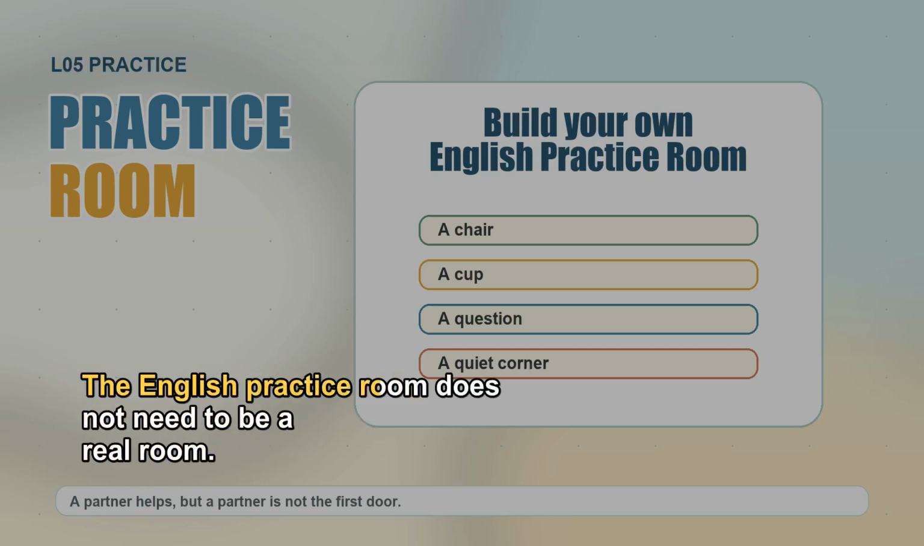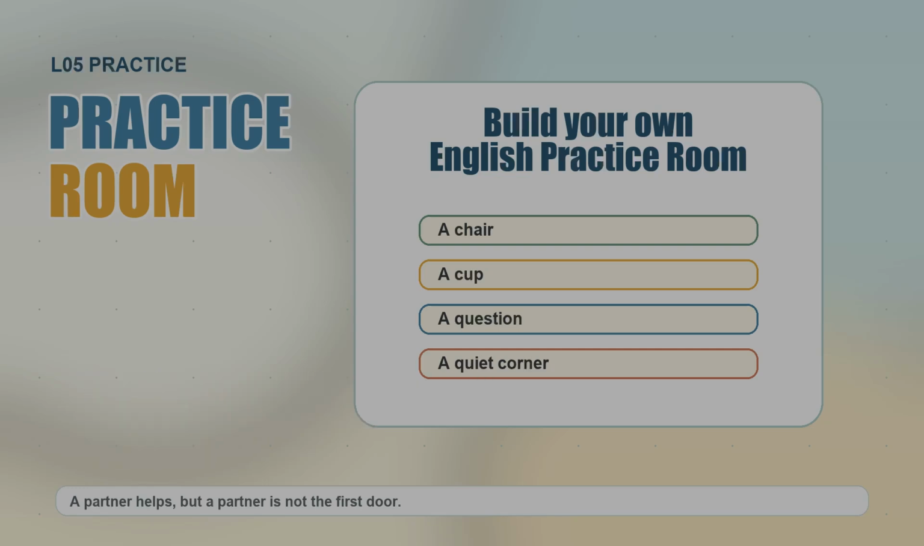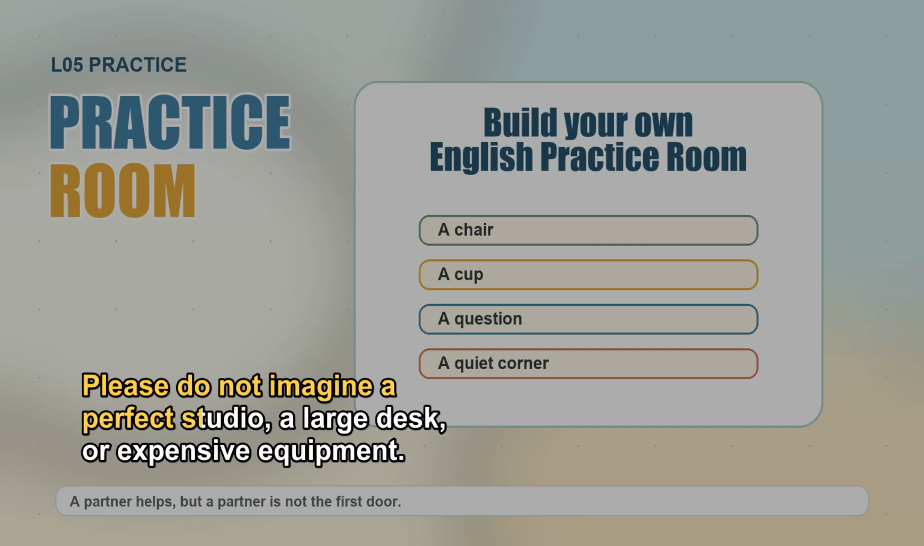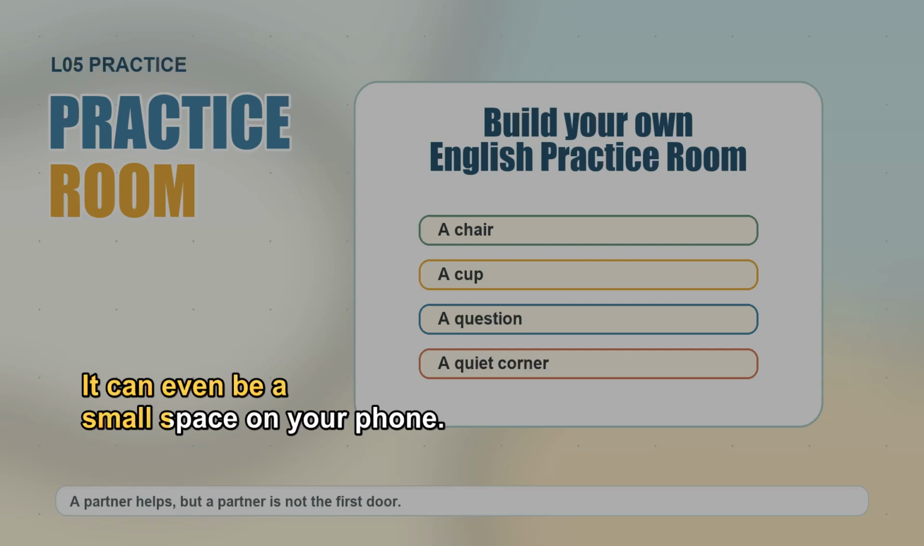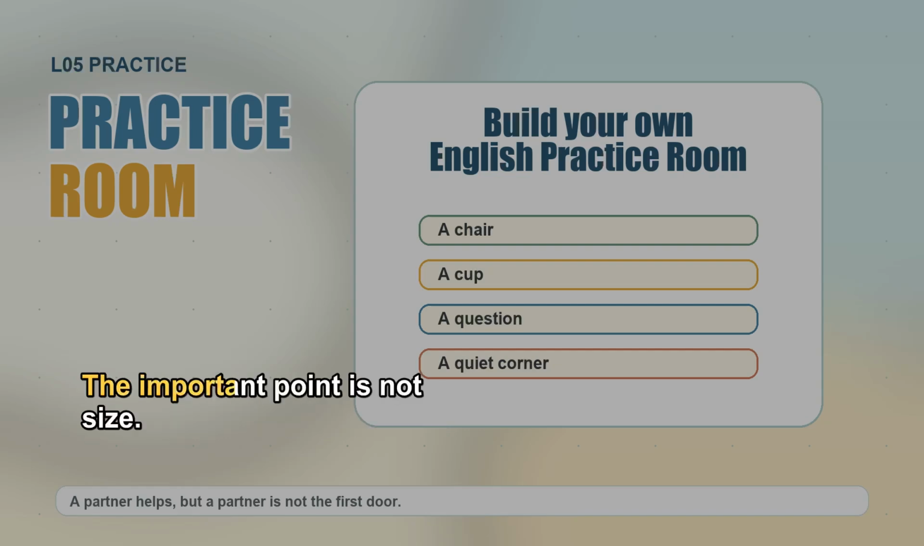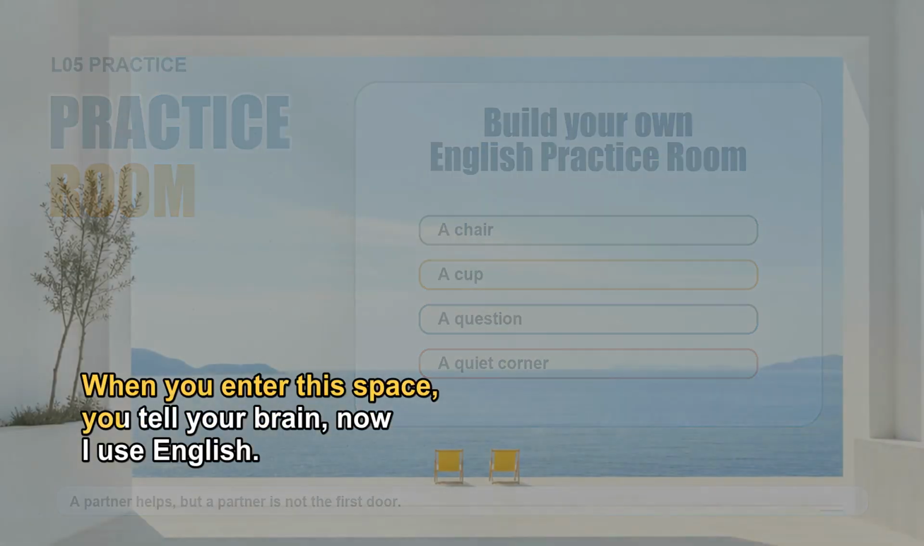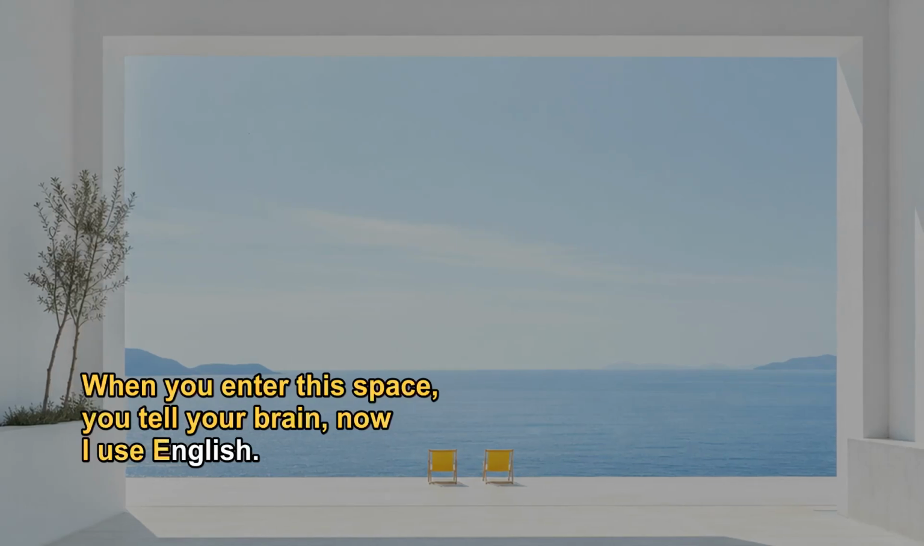The English practice room does not need to be a real room. Please do not imagine a perfect studio, a large desk, or expensive equipment. Your practice room can be one chair, one corner, one shelf, or one place near a window. It can even be a small space on your phone. The important point is not size. The important point is intention. When you enter this space, you tell your brain, now I use English.